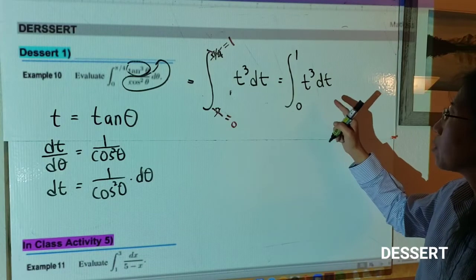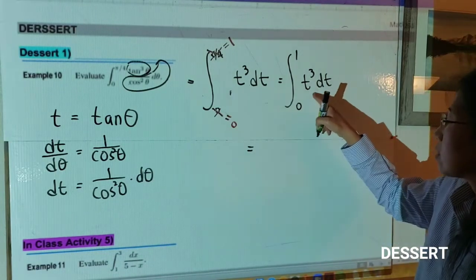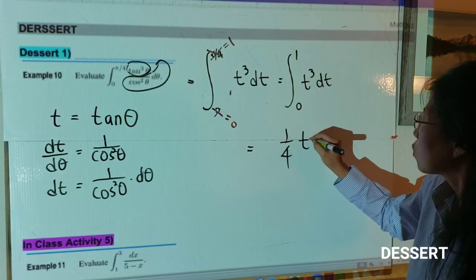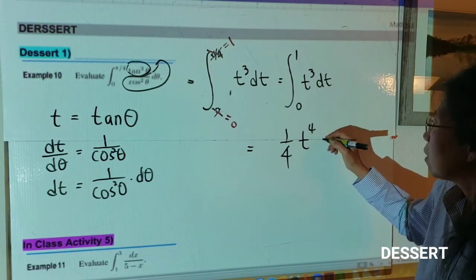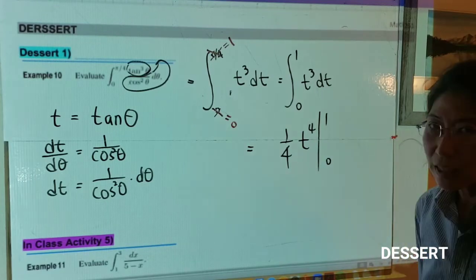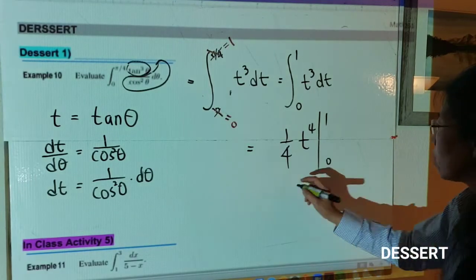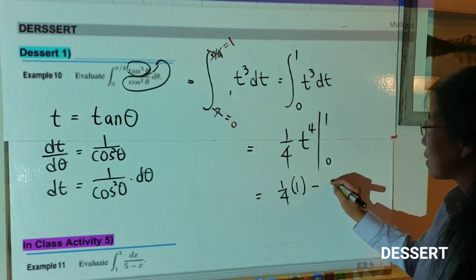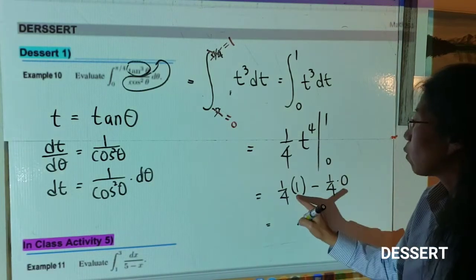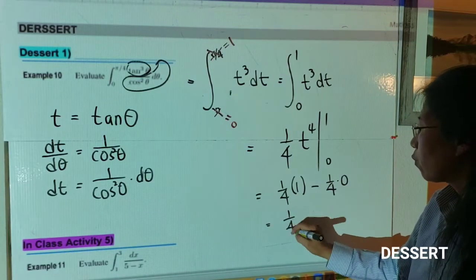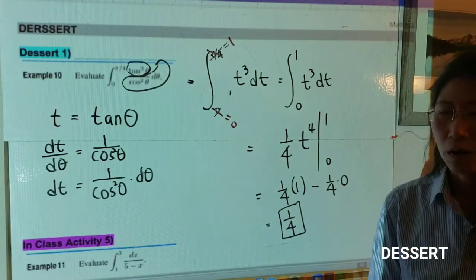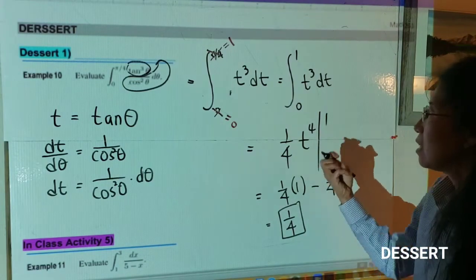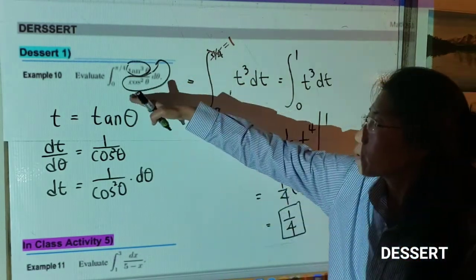So since it's going to be a number, we can just plug in an antiderivative, which will be 1 over 4 t to the 4th power, and then we can plug in 0 to 1 in this case because it's going to be a number. So if I plug in, 1 over 4 times 1 to the 4th power is going to be 1, minus 1 over 4 times 0. So I get 1/4. What a nice number, right? So nice and neat.